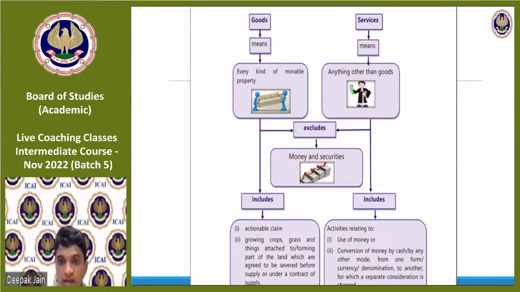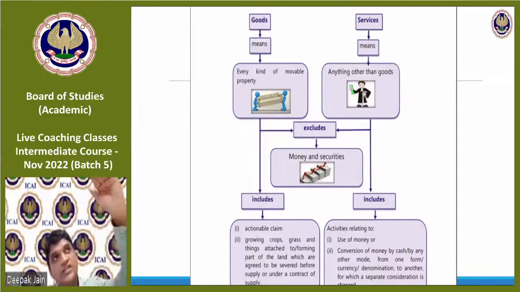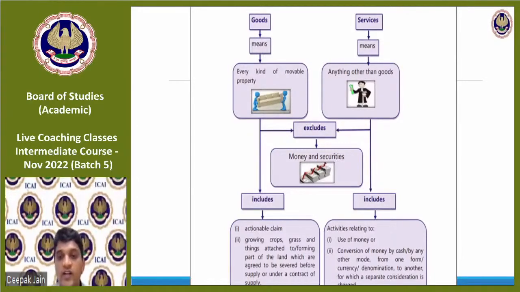Is nil rated and exempt the same? Nil rated and exempt are not the same. Exemption means where there is a notification which says that these services are exempted. But in the rate notification, if the rate is zero, that is considered as zero rated or nil rated. So nil rated means where the rate is nil, and exempt means those goods or services which are exempted. Goods is contravening what we learned in foundation? No, this is the same definition that we have learned in foundation.